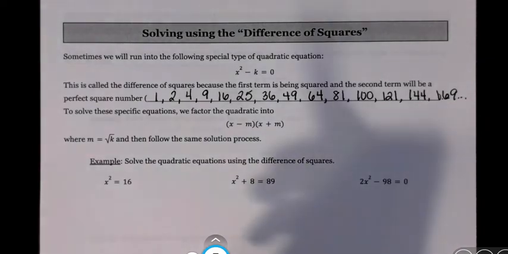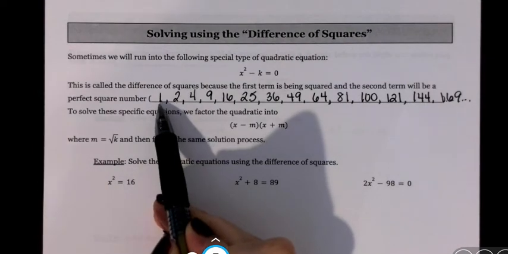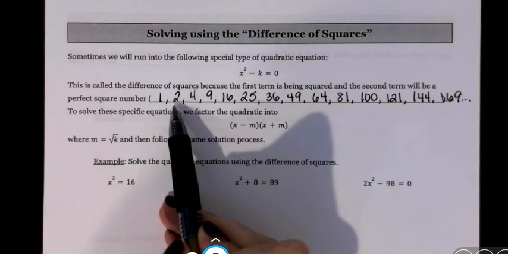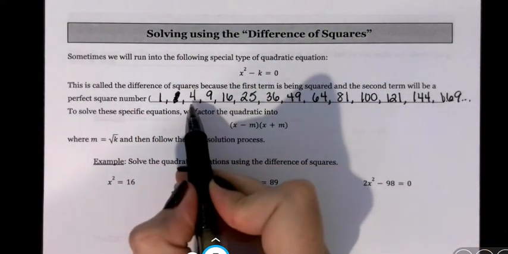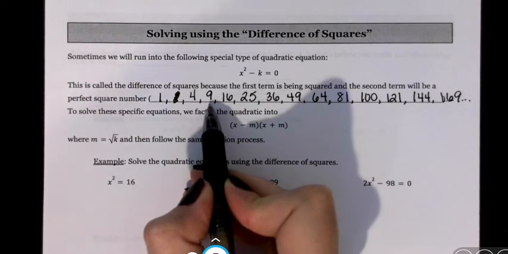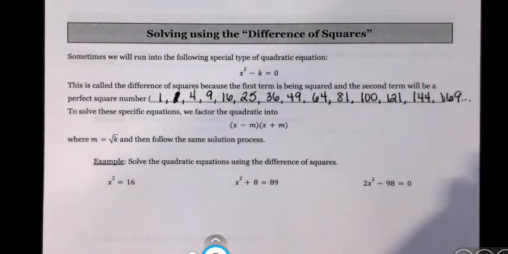So perfect squares: 1 squared is 1. I don't know why I put 2, I just realized that. Get rid of that. 2 squared is 4, 3 squared is 9, 4 squared, 5 squared, and so on and so forth. If you can recognize these, it'll make it a lot easier, but we're adding them into our notes.